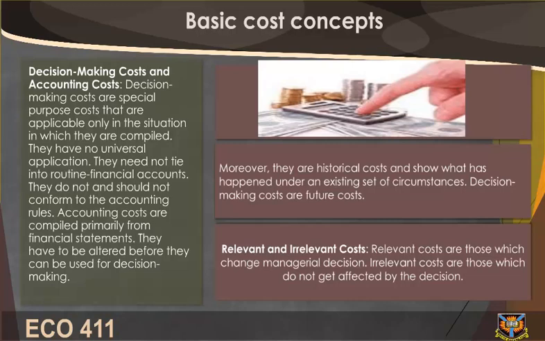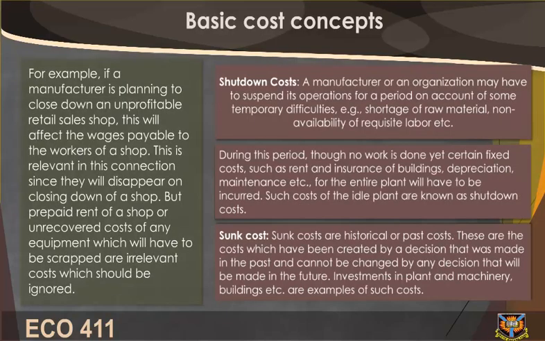Relevant and irrelevant costs. Relevant costs are those which change with a managerial decision. Irrelevant costs are those which do not get affected by the decision. For example, if a manufacturer is planning to close down an unprofitable retail sales shop, this will affect the wages payable to the workers of the shop. This is relevant in this connection since they will disappear on closing down of the shop. But prepaid rent of a shop or unrecovered costs of any equipment which will have to be scrapped are irrelevant costs which should be ignored.